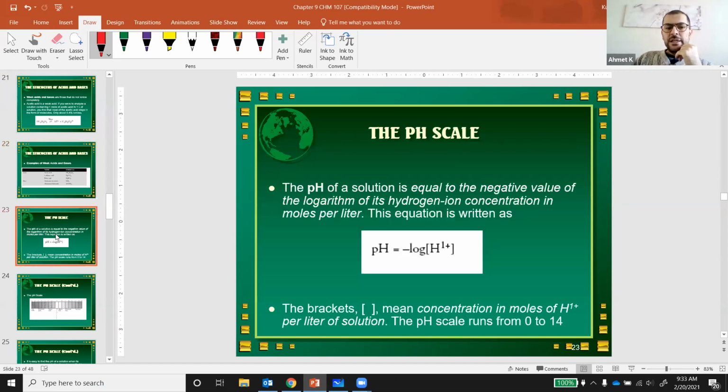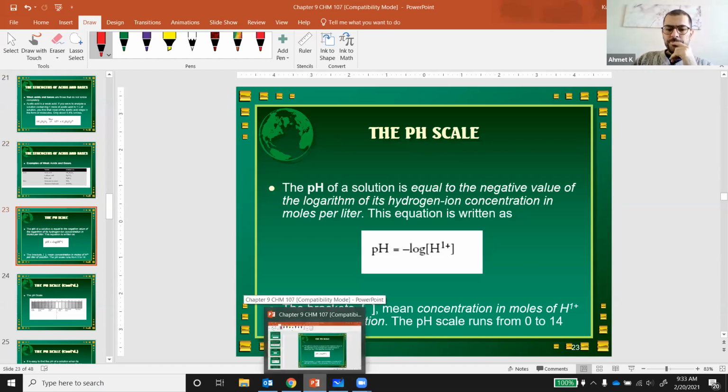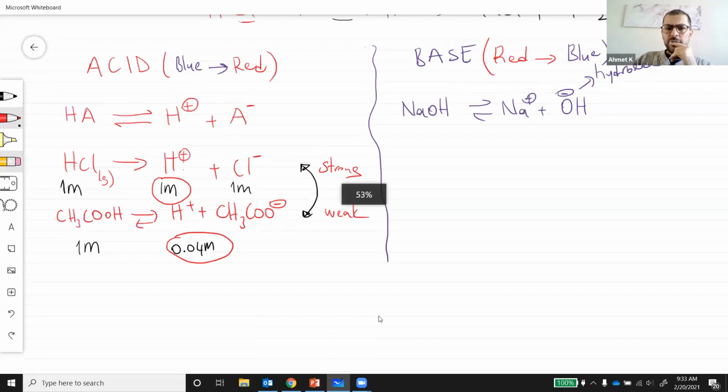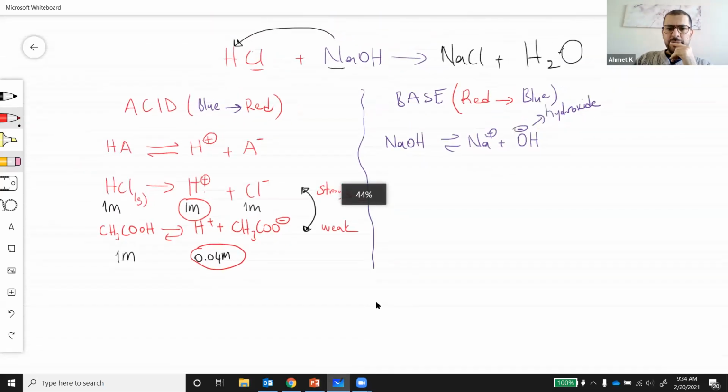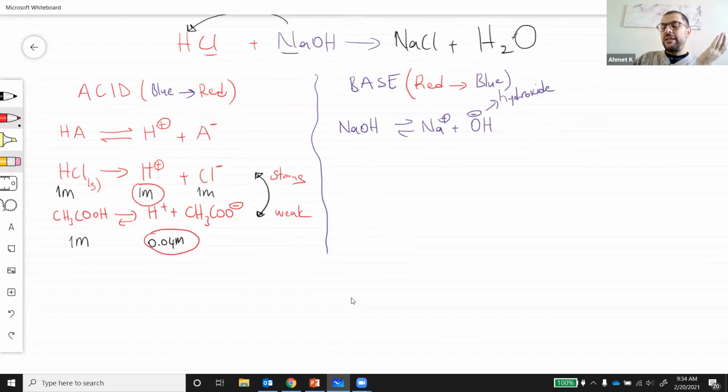And now we can actually come to the pH scale. If I go back to my table again, how can we compare the acidity and basicity of these solutions? How strong is it? Because we want to quantify it. We don't want to just say qualitatively that this is acidic or basic, but how acidic is it? How basic is it? In that case, we use the pH scale.